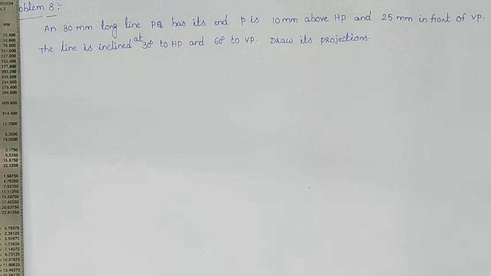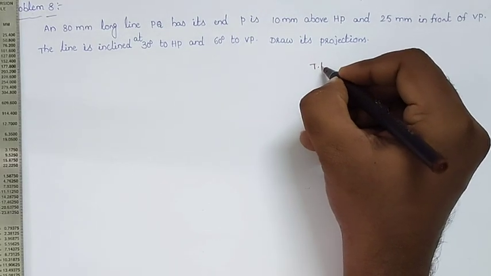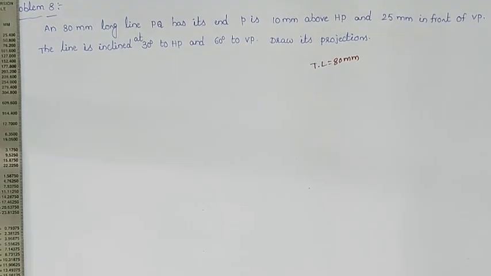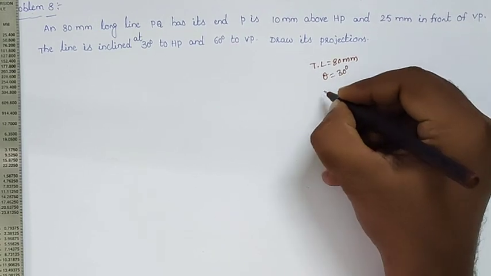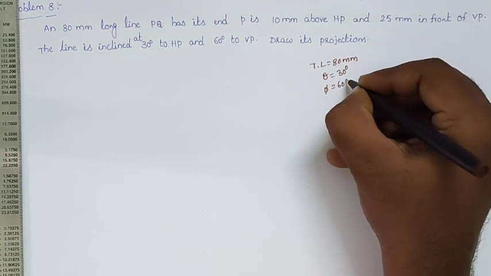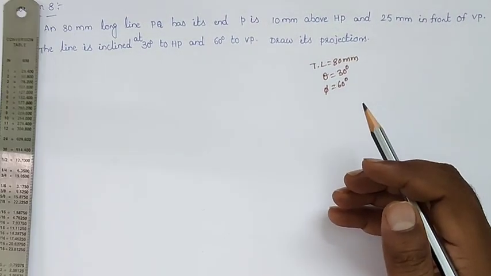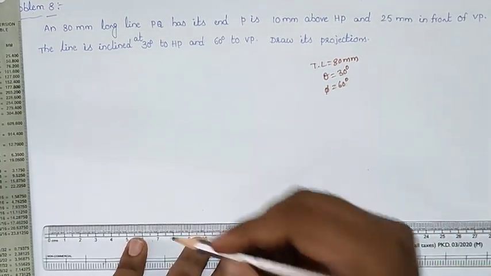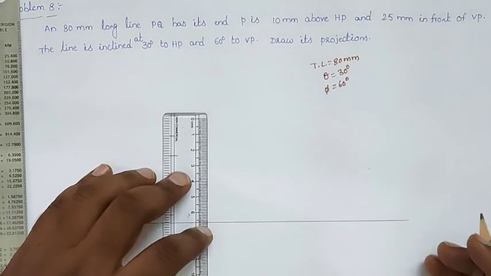Here you see an 80 mm long line. That means initially they are giving the true length of the line as 80 mm, and the position of point P, and also the angles with respect to HP and VP: theta is equal to 30 and phi is equal to 60 degrees. For constructing this problem, here also we will draw the reference line initially.